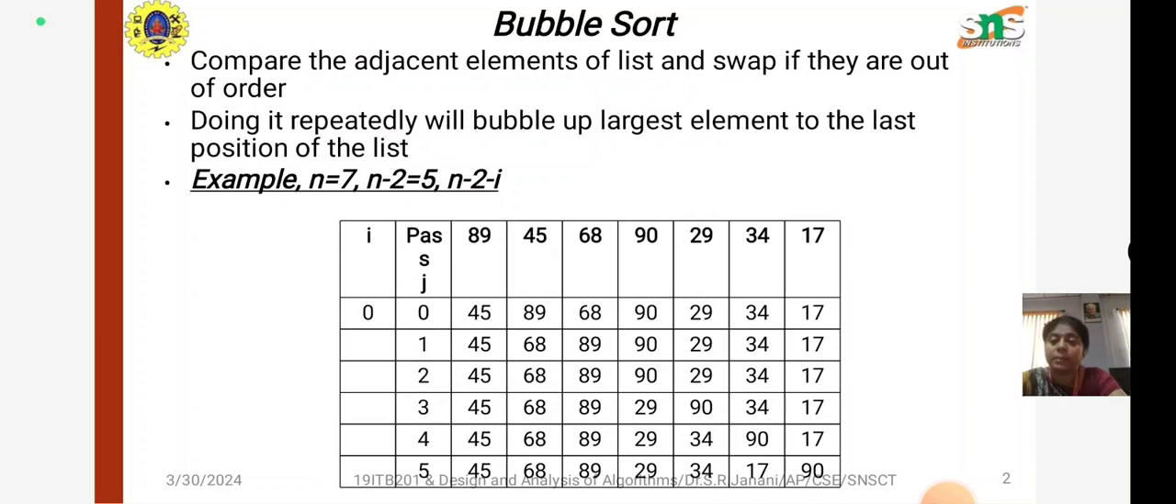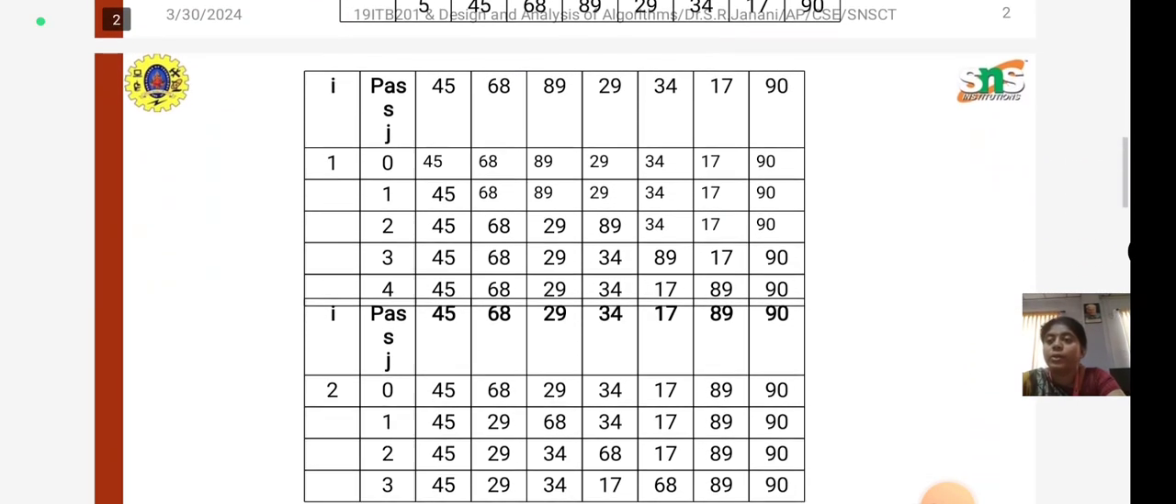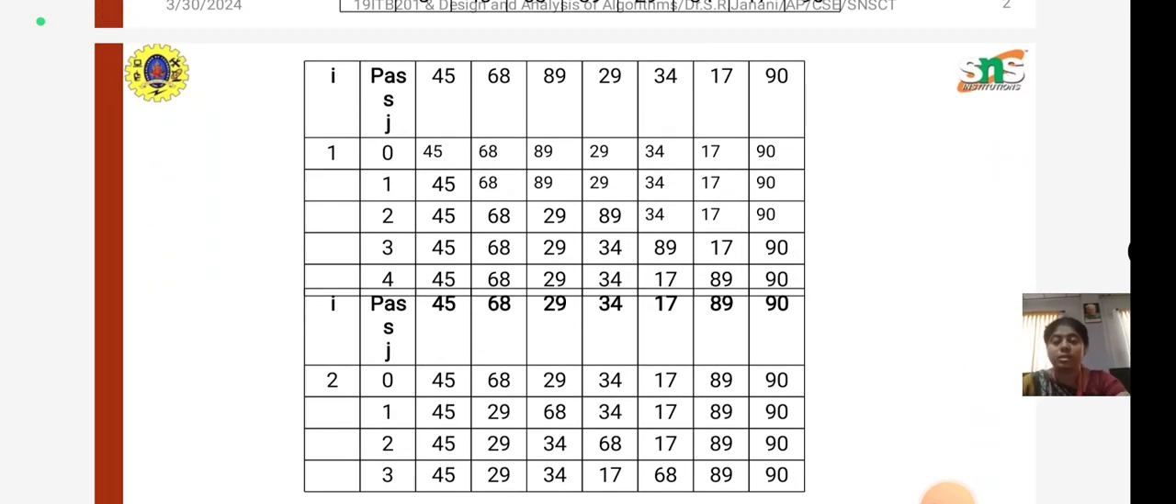Now in the third pass, we are comparing 29 and 90. 29 is the lesser value, so 29 comes to the front, swapped. In the fourth pass we are comparing 90 and 34. 34 is the lesser value, so 34 and 90 are swapped. In the fifth pass we are comparing 90 and 17. 17 is lesser, so both values are swapped. So in the ith pass, this is the first one.